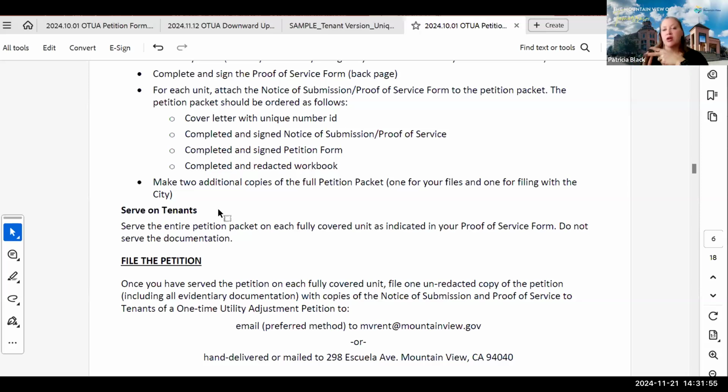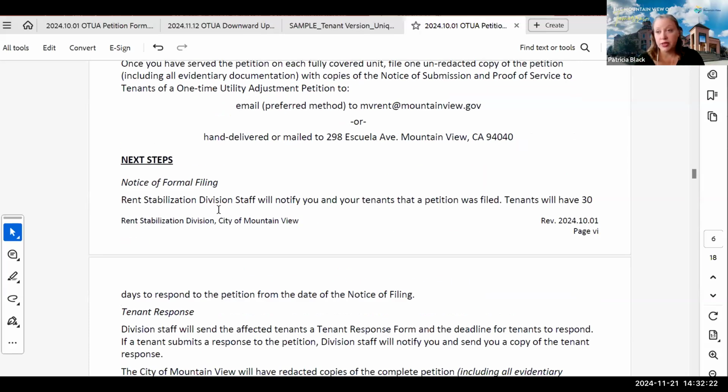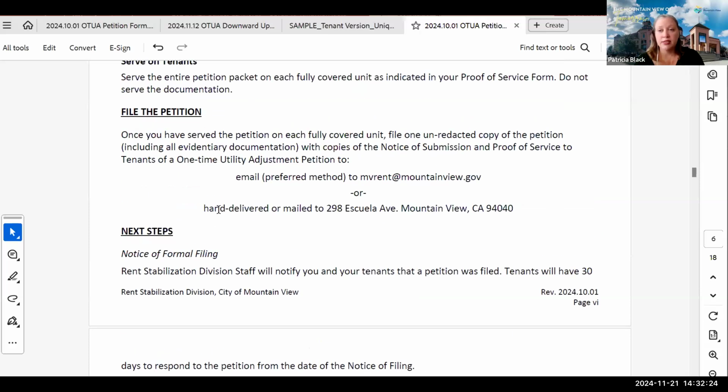You're going to then make 2 additional copies of the petition packet, one for your files and one for me, one for our division. And then you're going to serve the petition on your tenants and then file the petition with my office. If I already have a copy of your evidentiary documentation, you don't have to provide that to me again, but sending me the signed petition form and everything else is required, including the proof of services that you sent to your tenants.